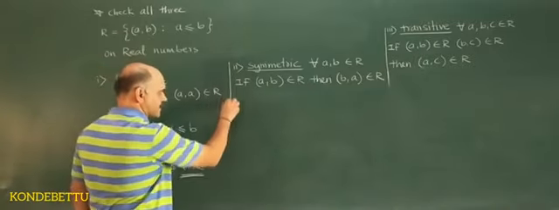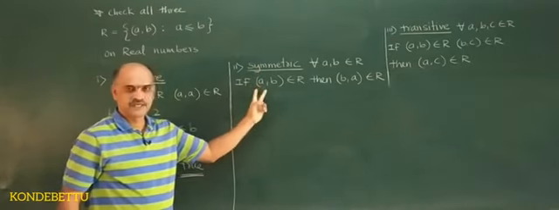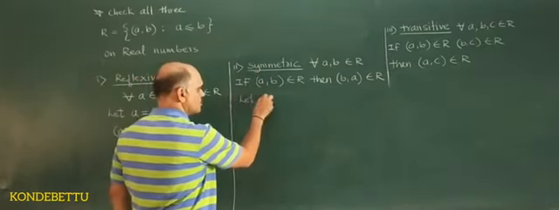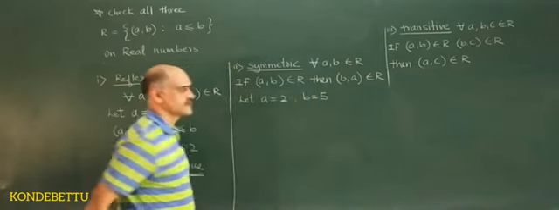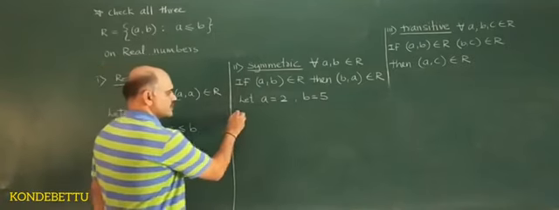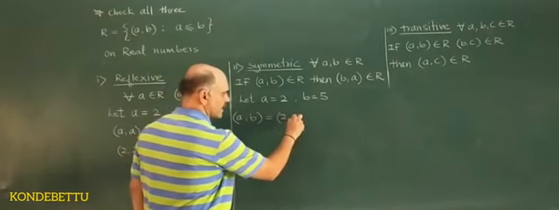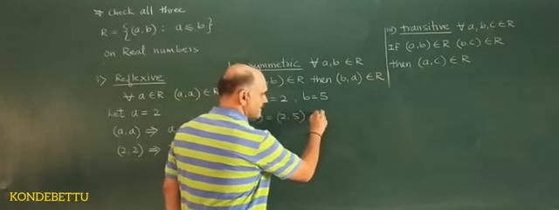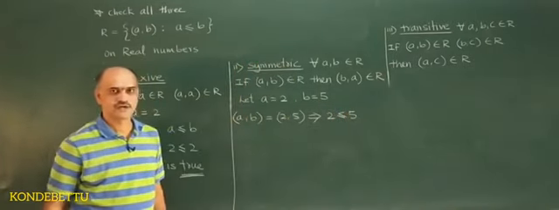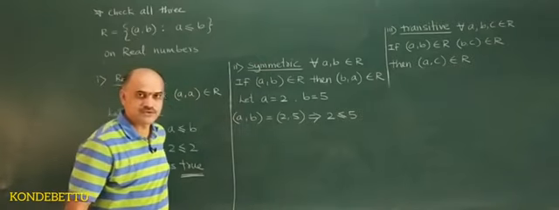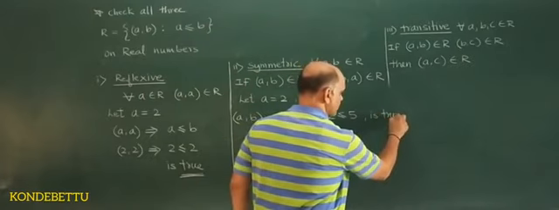Second, if I check symmetric, I am required to take two values. Let a is equal to 2 and b is equal to 5. If I take (a, b), that means (2, 5). So (2, 5) implies that 2 is less than or equal to 5. Is it true? Yes, 2 is less than 5 is true.